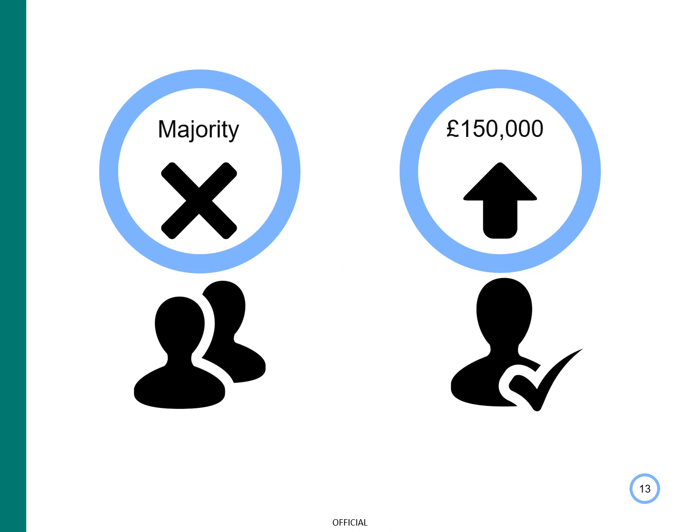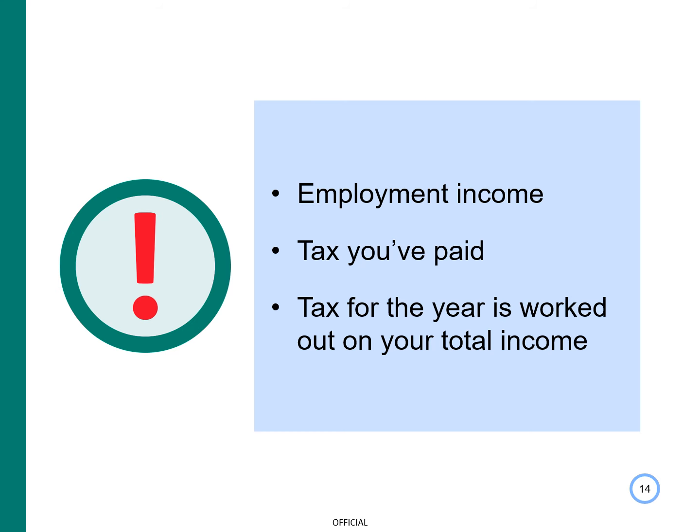Most people who are just employed with no other income won't normally have to fill in a tax return. However, there are some people who are only employed that must fill in tax returns. For example, if your total income was £150,000 or more in 2023 to 2024. If you need to fill in a tax return for other reasons, it's important to include your employment income and the tax you've paid. This is because any tax due is worked out on your total income for the year and not just the amount you haven't paid tax on.